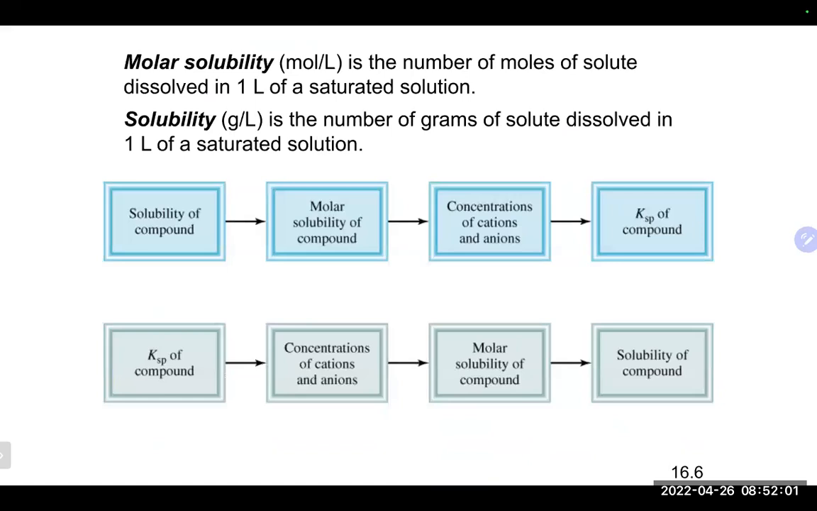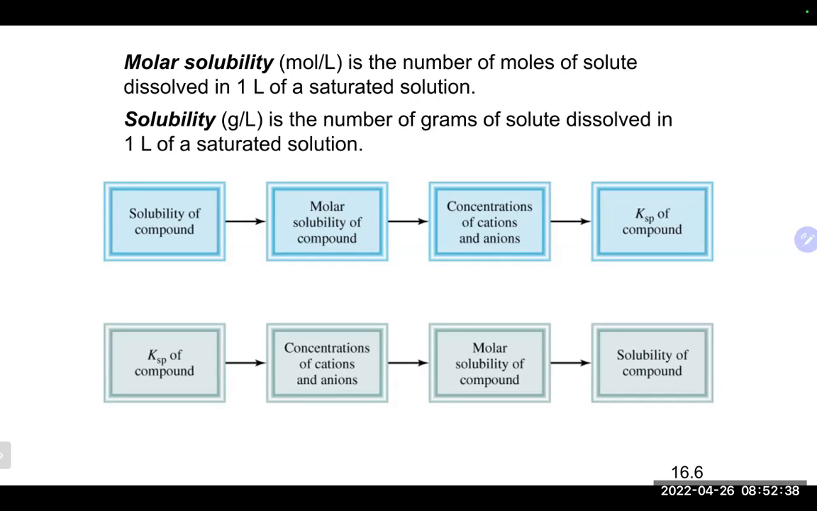So when we do Ksp problems, there are two things that a lot of times we will look at. One is what is referred to as the molar solubility, and that really is just the molarity. And that is how many moles of that solute you can dissolve in 1 liter of a solution. Sometimes we're interested in a more useful type of number, which is sometimes referred to just as the solubility, which is the grams per liter. So how many grams you could dissolve in a liter of solution.